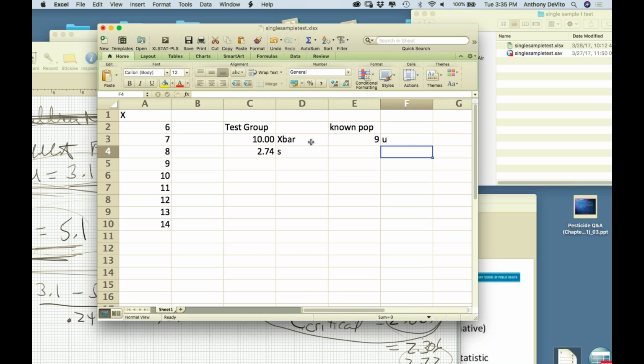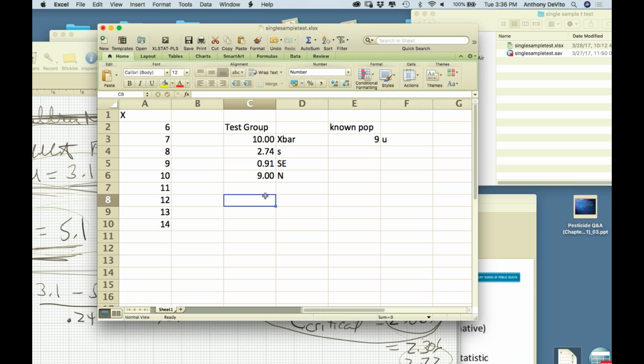For my test group, I know X bar. I don't know the true mean for the test population. I say it's equal to 10, right? So I want to compare 10 and 9 to see if I can really say these two groups have different means. How do I do this? First I need to calculate my standard error, and for that I need my sample size. My sample size is 9. My standard error is my standard deviation divided by the square root of my sample size, which is 3. My standard error is 0.91.